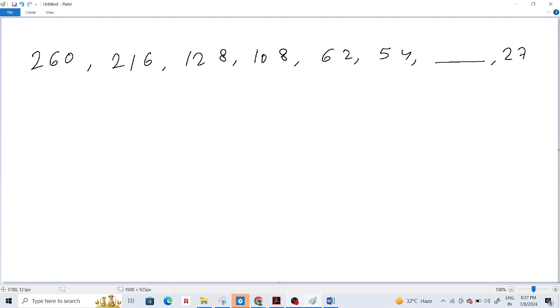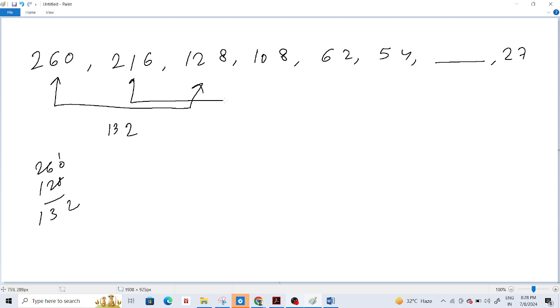Right, that's correct. Okay. So if we see these two values, I mean alternate series approach, then we get this one as 132, this one we get as 108, this one we get as 66, right? This one we get as 54.